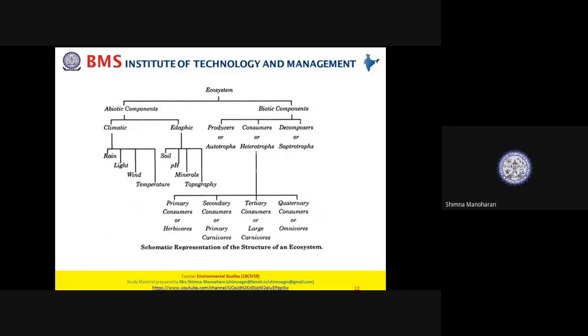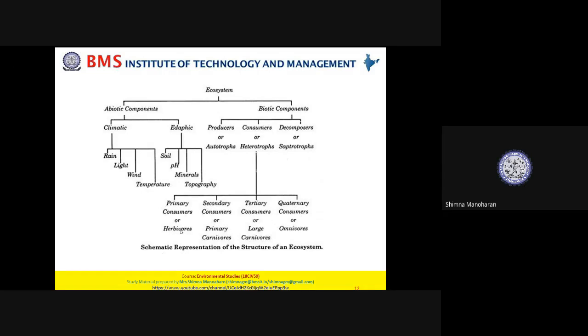In biotic components, you have producers or autotrophs, consumers or heterotrophs, decomposers or saprotrophs. Okay. So in consumers, again, you have four classifications: primary consumer, secondary consumer, tertiary consumers, and quaternary consumers. So you might have studied up to tertiary.